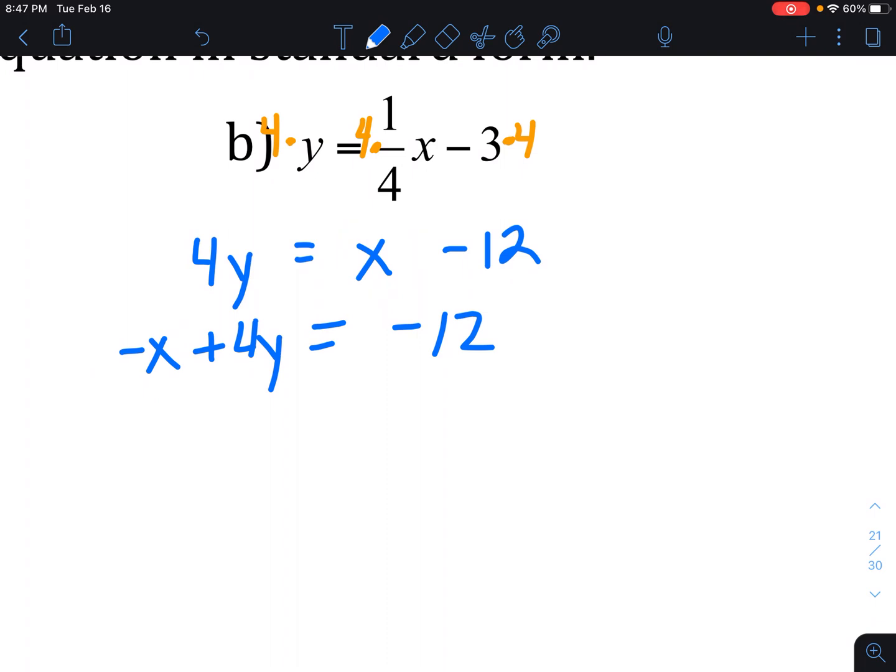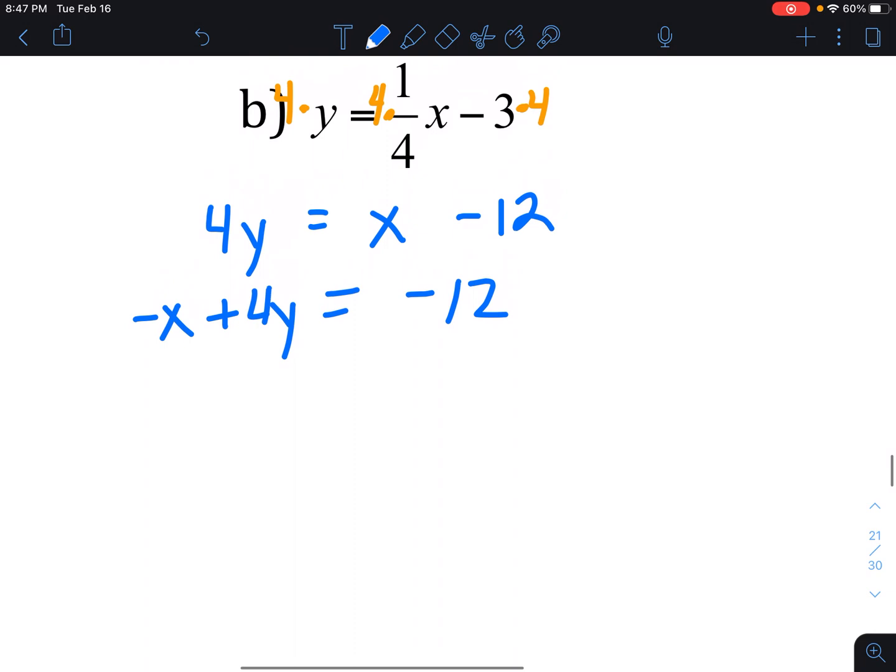Okay, is this in standard form yet? I would say no. A is a negative, not okay. So how do we get rid of it? We just change the signs of everything.